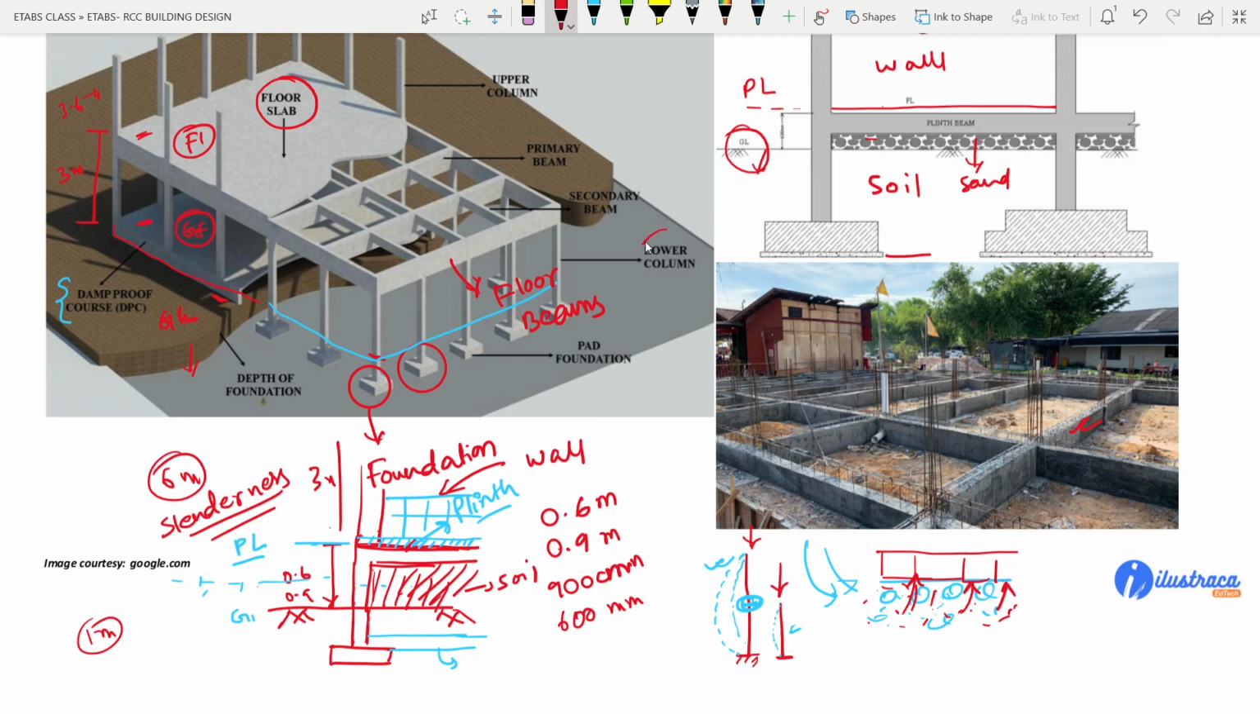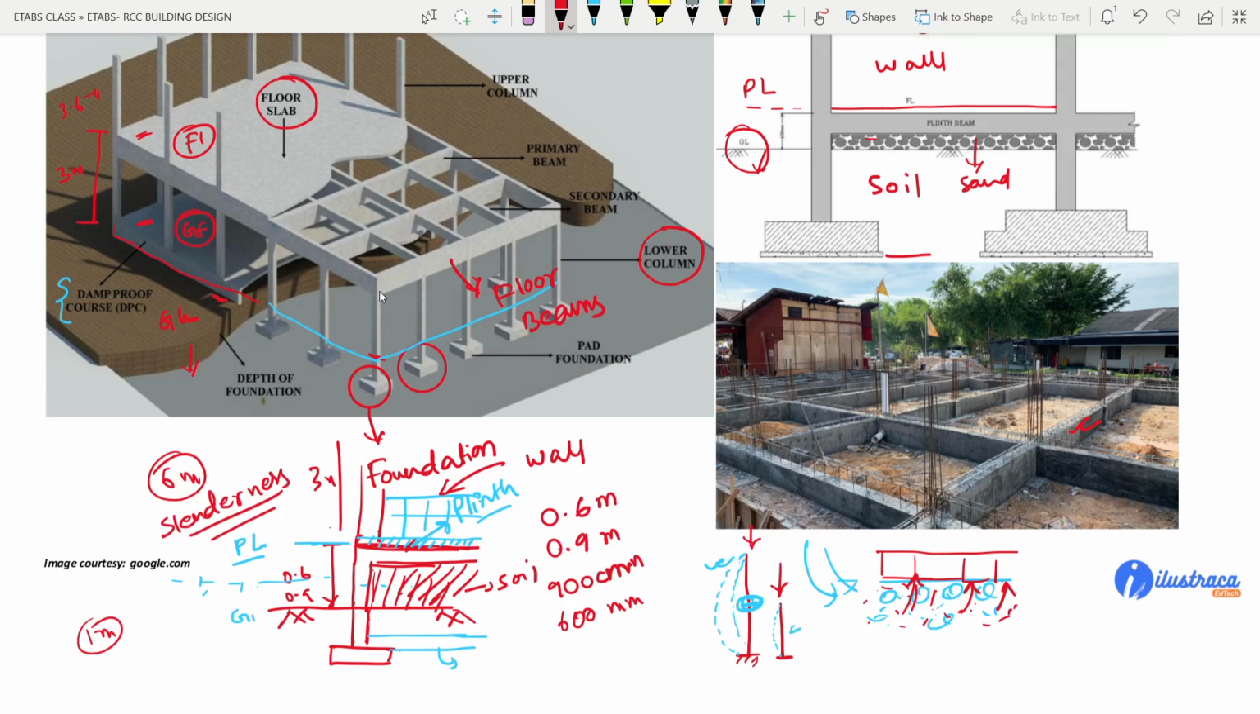right? Why is it said lower column? Because it will be below the floor beam, and the column which is below the plinth level will be mostly inside the soil, right? And then we will be having these upper columns above the first floor level. Now if you see these floor beams at the first floor level, there are some smaller beams also.